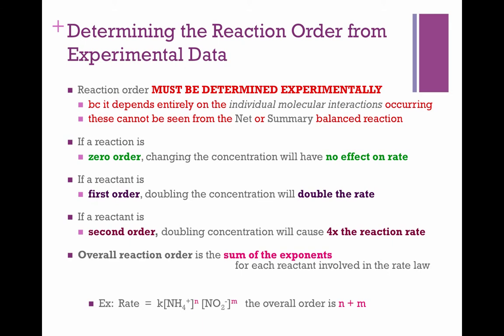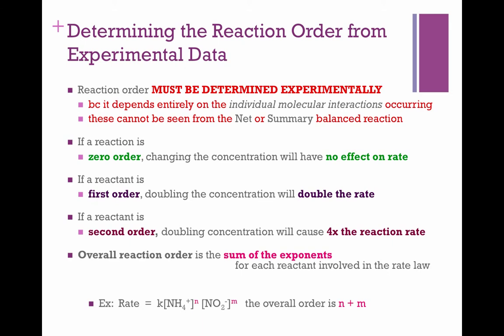Reaction order must be determined experimentally. We cannot predict how fast a reaction will occur simply by looking at an equation. You have to actually get data, and you have to get a balanced equation. Remember that zero order has no effect on the rate. The concentration has no effect.